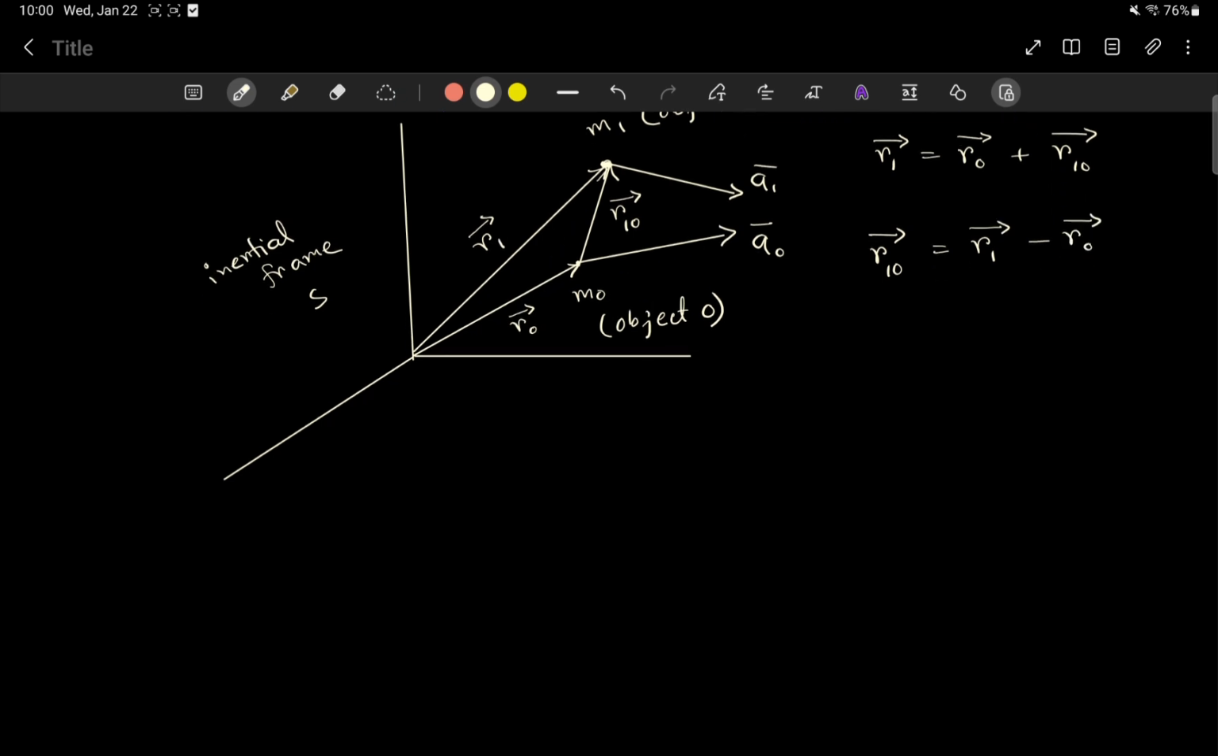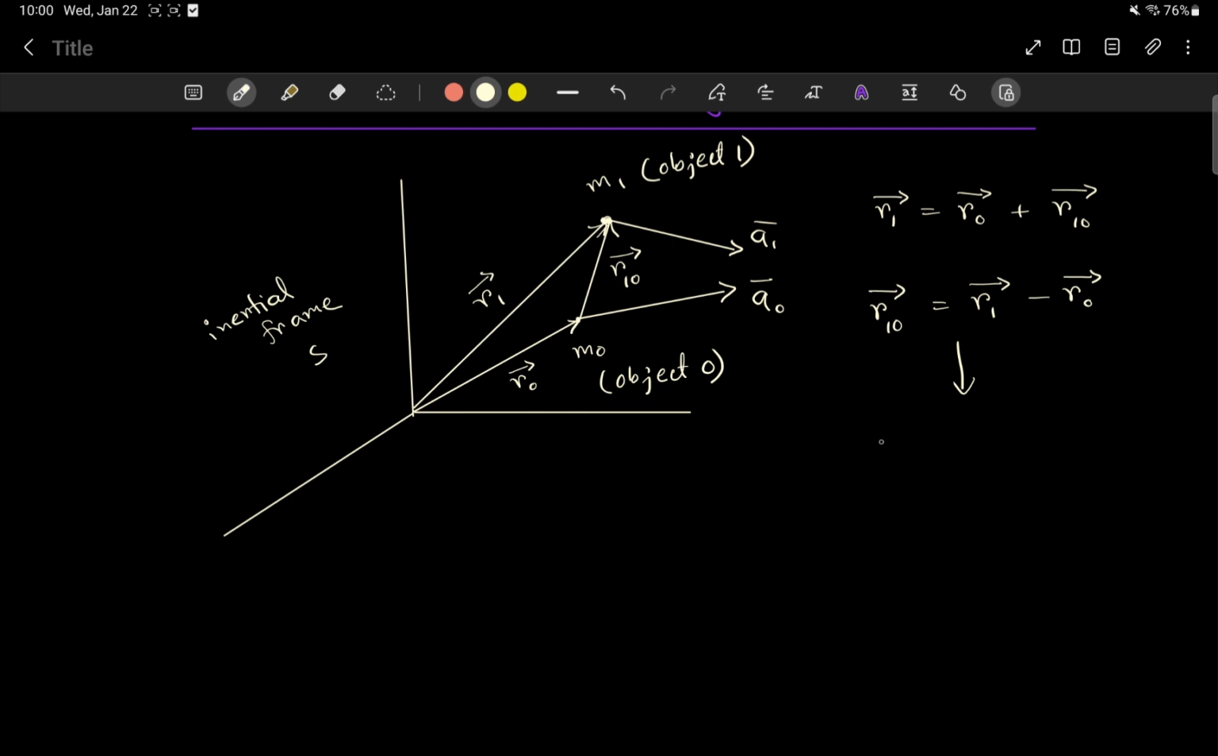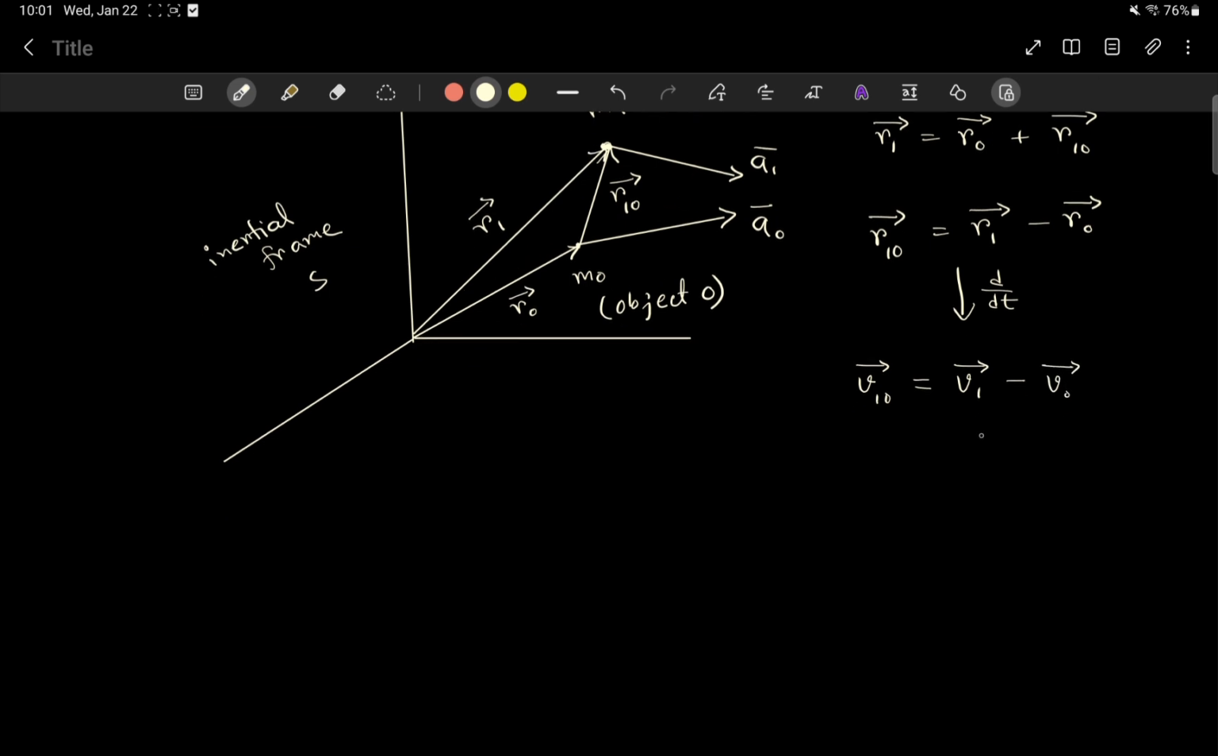So we will differentiate it with respect to time. If you differentiate it with respect to time, you will get the relative velocity. So v10, the relative velocity of object 1 with respect to object 0, is equal to the velocity of object 1 minus the velocity of object 0. We will differentiate it again with respect to time and we will get a10 is equal to a1 minus a0.